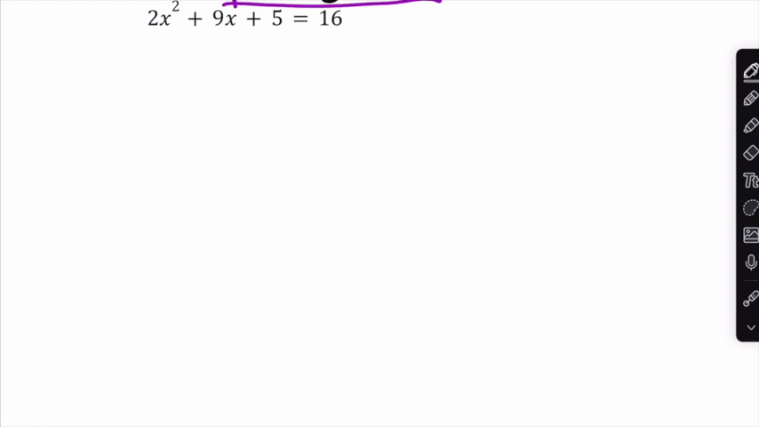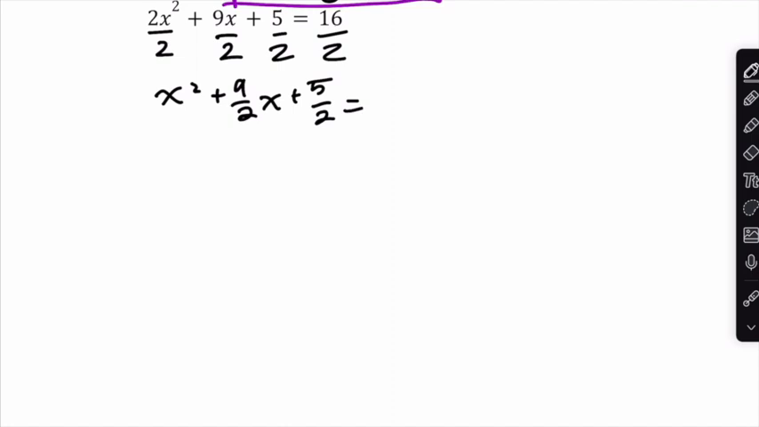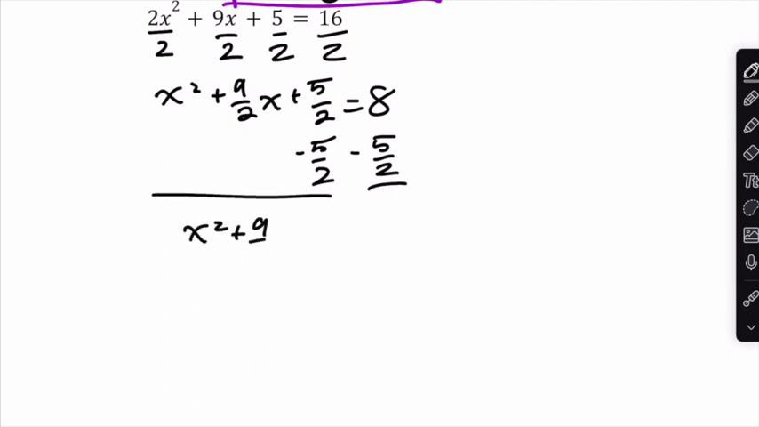All right, now we are going to tackle this last equation here. So the first thing we've got to notice is that this a value is 2. So that means that we have to divide each term by 2 to get rid of it. So we're going to have x squared plus 9 halves x plus 5 halves is equal to 8. So next step is we've got to subtract that c value off. So minus 5 halves on both sides. We're going to have x squared plus 9 halves x is equal now to 11 halves.